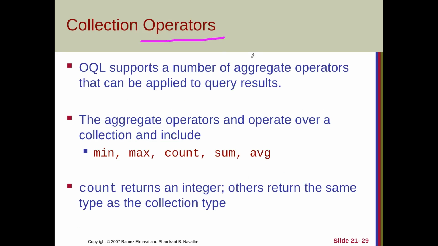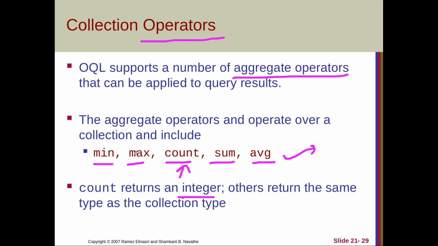It supports a number of aggregate operations. You might be remembering aggregate functions in SQL like AVG, SUM, COUNT, etc. Similarly, in the object data model, in the OQL part, we are also using some of the aggregate operations like min, max, count, sum, AVG. All these are similar to our SQL. Count returns an integer, others return the same type as the collection type. Count will always return an integer.